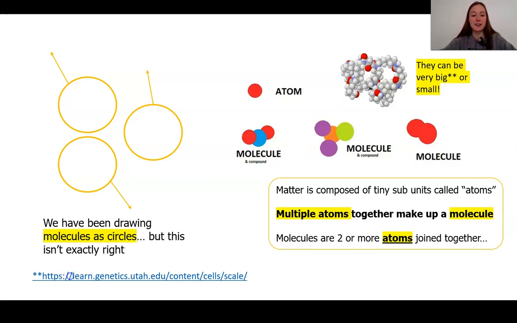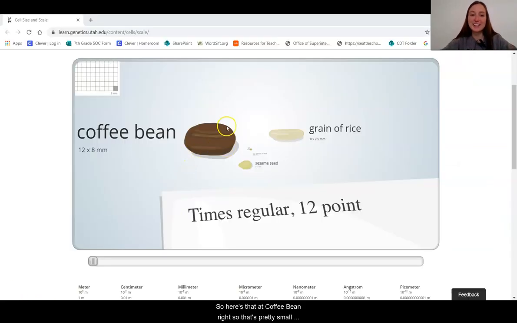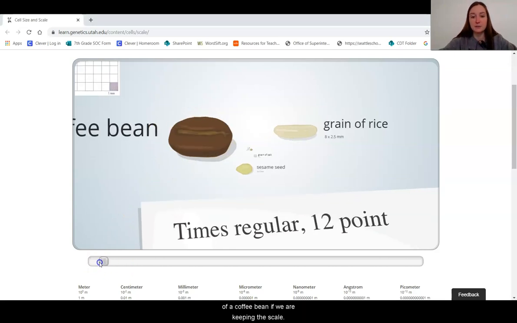If I open up this link here, learngeneticsutah.edu content cells and scale, I'll leave the link here for a second if you'd like to pause and go yourself. We can see just how small these atoms and molecules are. So here's that coffee bean, right? That's pretty small, maybe about this big. And it's showing us that this is inside of a coffee bean.